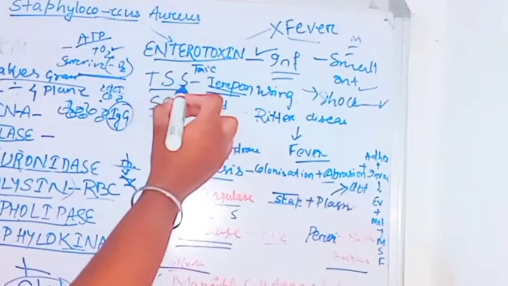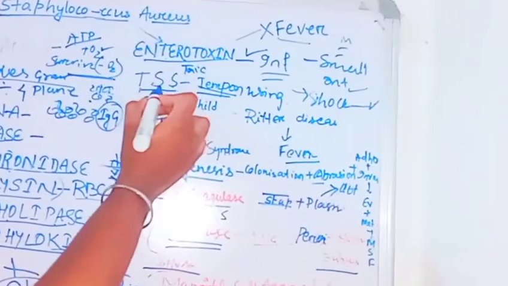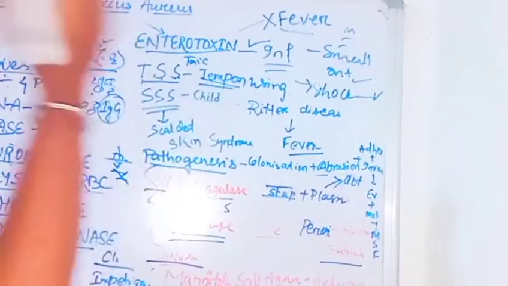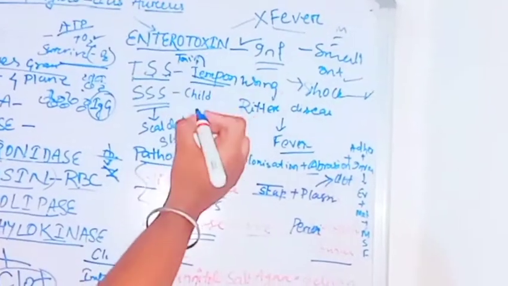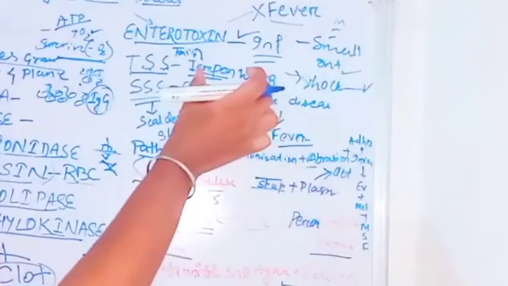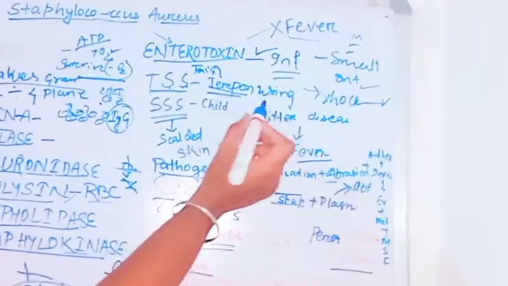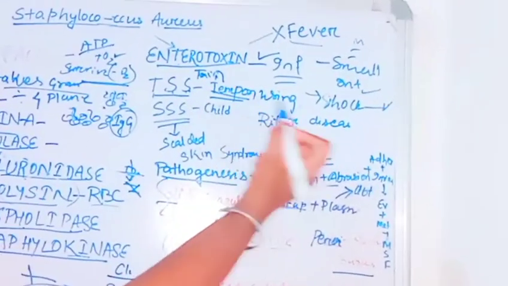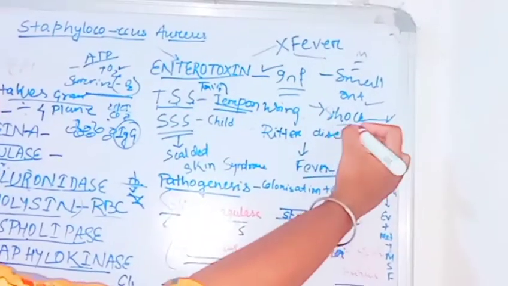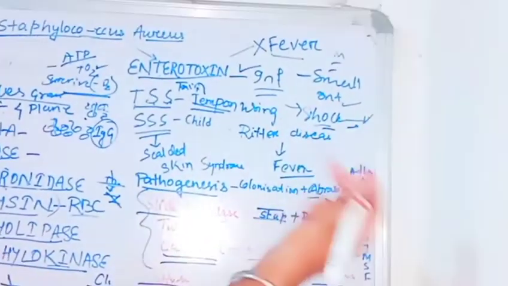Then TSS, that is toxic shock syndrome toxin, which is released by Staphylococcus when a woman wears a tampon for a prolonged time. It leads to Staphylococcus infection and can be very fatal; even death may occur.